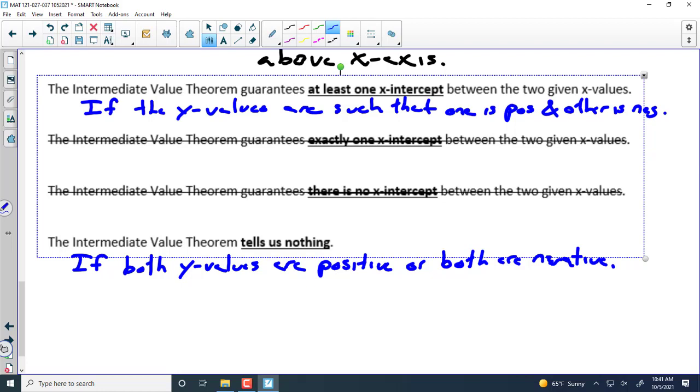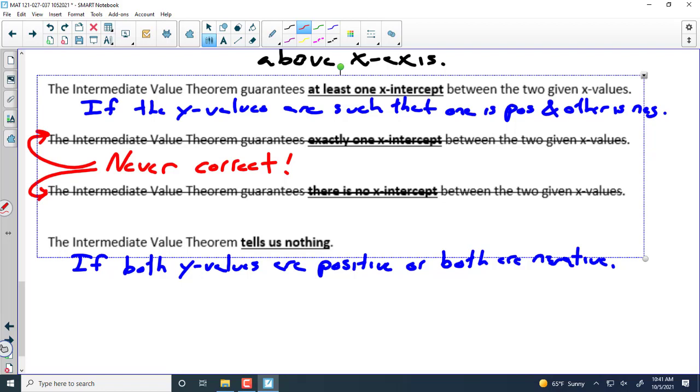But the big thing I want to stress to you is that these two answers that I've crossed out are never correct. Never. This one is sometimes correct. This one's sometimes correct. But these two, if this was a multiple choice problem on a test and these two were choices, you could cross them off right away and say there's no way that's ever the answer to this problem.